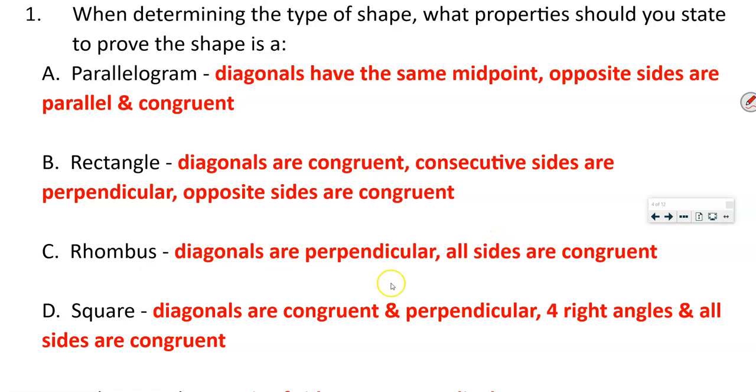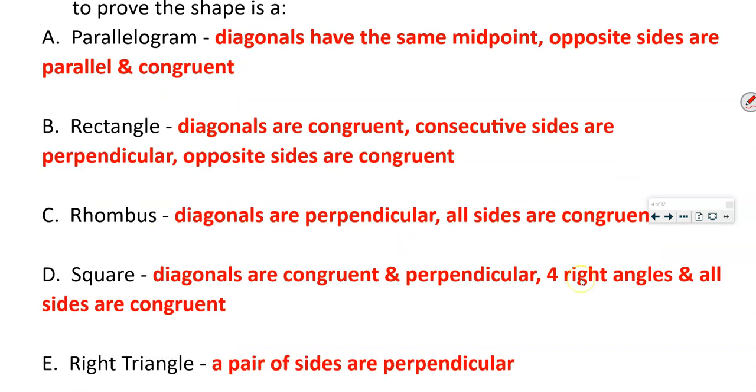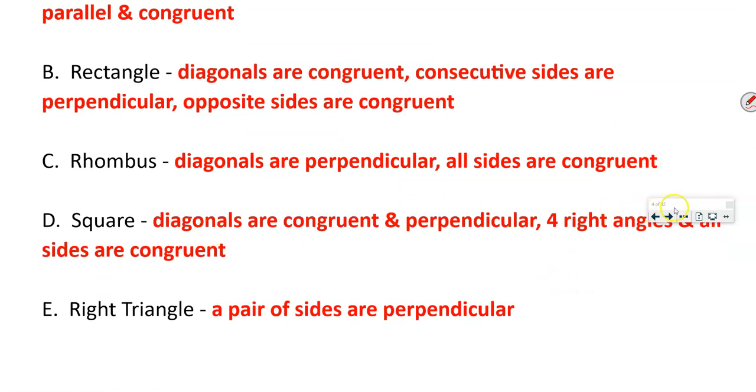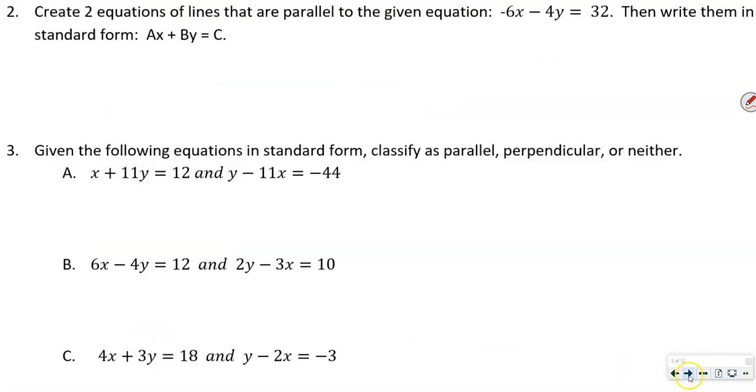And then rhombus, diagonals are perpendicular. Obviously, all sides are congruent in a rhombus. And then down here, for a square, diagonals are congruent and perpendicular. A square has right angles and all sides are congruent. And then with a right triangle, a pair of sides are perpendicular, okay?